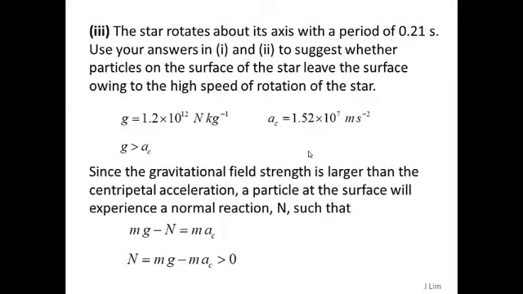Since the gravitational field strength is larger than the centripetal acceleration, a particle at the surface will experience a normal reaction, such that the resultant force mg minus N equal to ma, and this a is the centripetal acceleration. So the normal reaction force will be greater than 0.